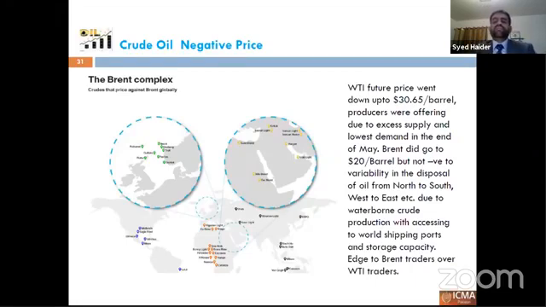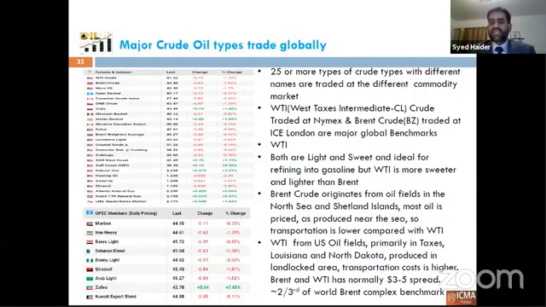Okay, so here are some more views about the pricing part. There are about 25 or more types of crude oil in the world, with different names, traded differently at different commodity markets in the world. You can see it's a huge list. WTI and Brent are the top, and their prices are changing every moment because oil is being used everywhere.